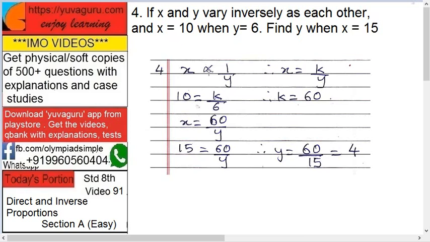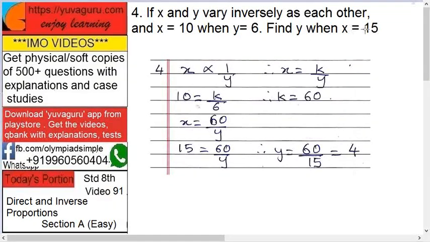Directly, and this proportion sign means 1 upon y, right? Bring the constant in, therefore x equals k upon y, where k is a constant. So what is given? x equals 10, then y equals 6. So 10 equals k upon 6, right? So k equals, take 6 on this side, 60. Therefore you have got what? x equals 60 upon y, right?